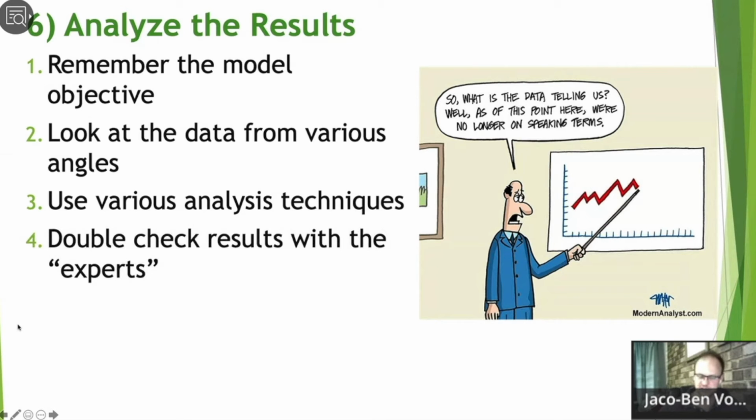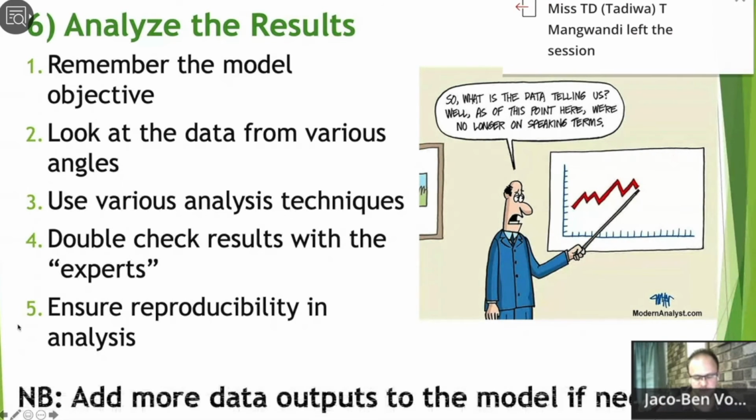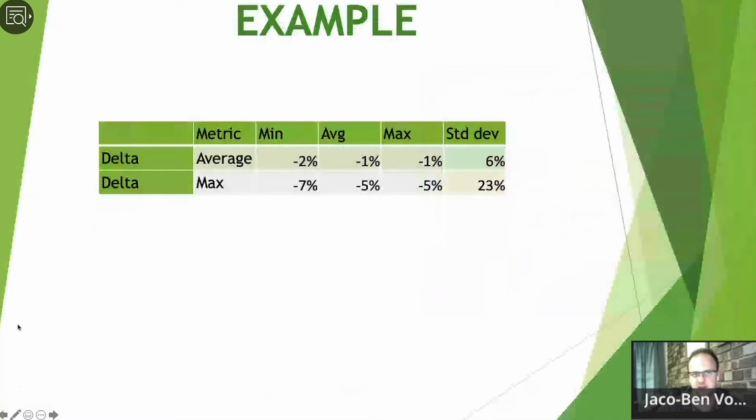And always double check your results with the experts, right? And the experts are typically the people working with this process. Like I mentioned, they've got intuition built up over years. They've got a good idea of what it should be. And they should be able to give you reasons why your results are not making sense, or why, yes, it does actually make sense. We've experienced this in the past, right? And always ensure reproducibility in your analysis, like with everything you do.